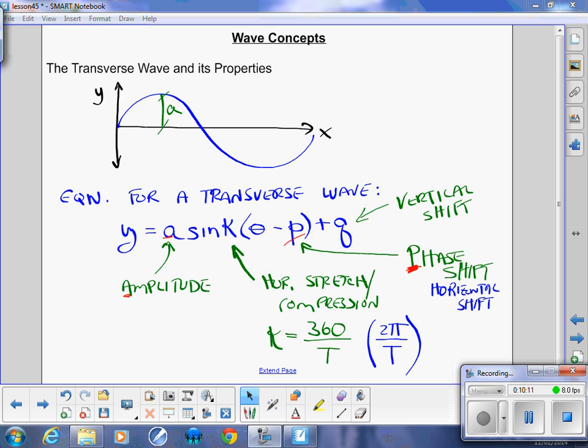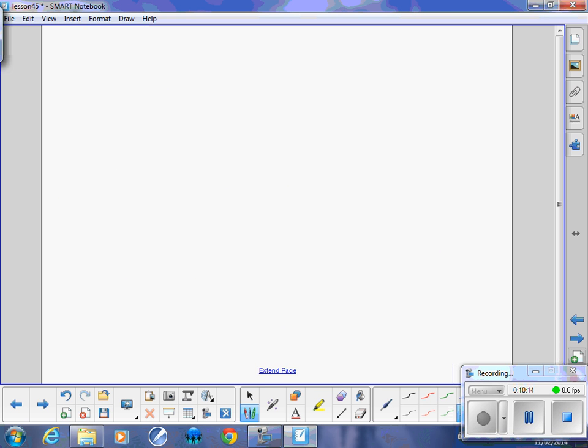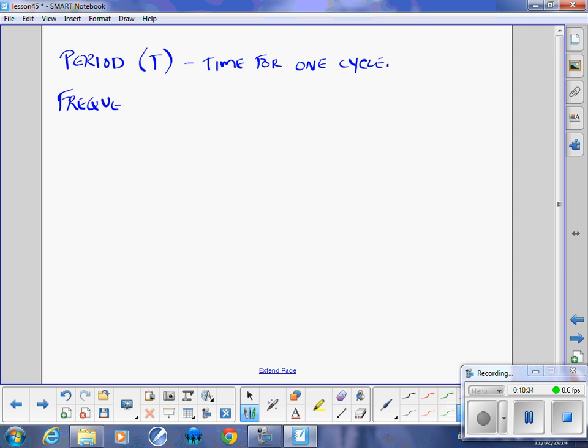Now, I just want to go in and, if you can find a little bit of extra space here, go over a couple other key ones that I need to add in here. So our period, we typically use capital T for our period. That's time for one cycle. We have our frequency. And that is our number of cycles per second.